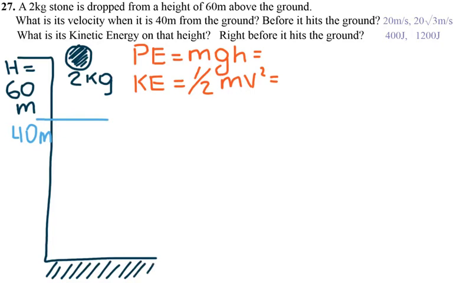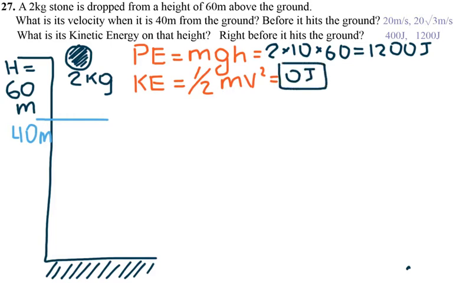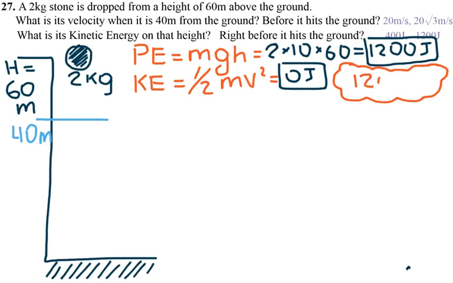So my potential energy is 2 times G times H, and H is 60. That gives me 1200 joules. And my kinetic energy is 0 because there is no velocity yet before it gets dropped. So my total mechanical energy of the system is kinetic and potential energy together. And in this case, my total mechanical energy is 1200 joules.